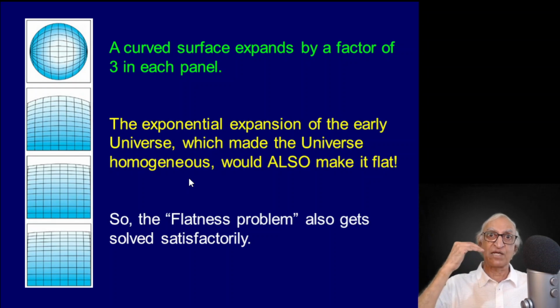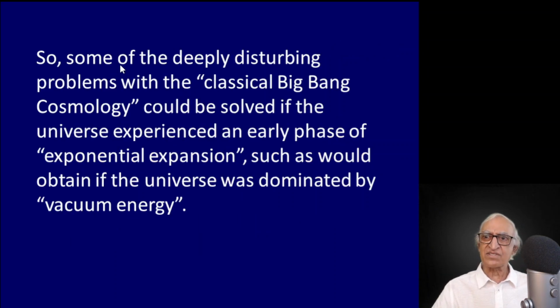In fact, it will make a prediction that omega should be equal to 1. Therefore, astronomers, your measured value of omega may be 0.3, but go and look for the other 0.7, because I'm making a prediction that omega should be precisely equal to 1. And we know it is equal to 1. That's why the universe today is accelerating. So, some of the deeply disturbing problems with classical Big Bang cosmology could be solved if the universe experienced an early phase of exponential expansion over many e-folding times, such as would obtain if the universe was dominated by vacuum energy. All right, fine.